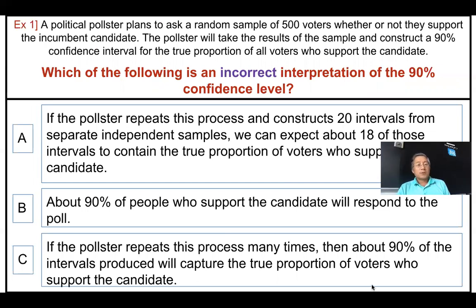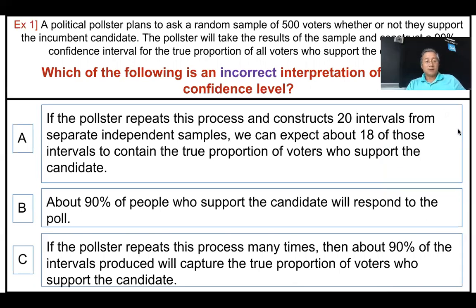A political pollster plans to ask a random sample of 500 voters whether or not they support the incumbent candidate. The pollster will take the results of the sample and construct a 90% confidence interval for the true proportion of all voters who support the candidate. Which of the following is an incorrect interpretation of 90% confidence level? We have three choices here, A, B, C. Two of them are correct, but one of them is incorrect.